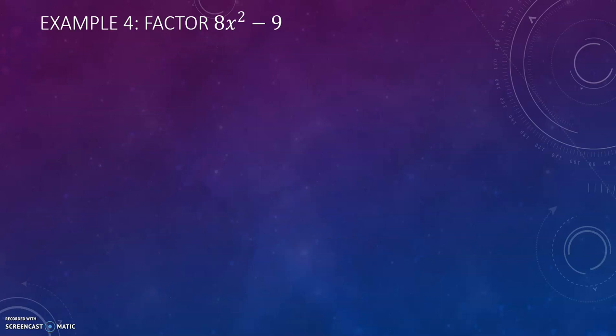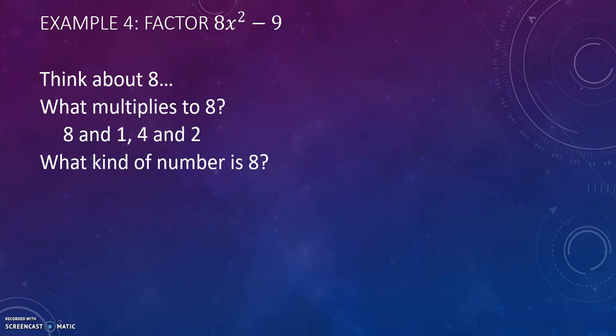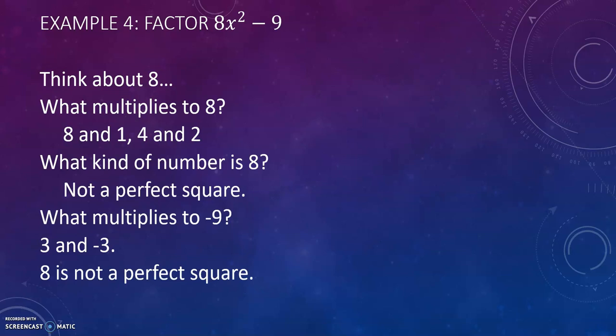Example 4, factor 8x squared minus 9. Think about 8. What multiplies to 8? 8 and 1 or 4 and 2? What kind of number is 8? Not a perfect square. What multiplies to negative 9? 3 and negative 3. But 8 is not a perfect square. It is not factorable.